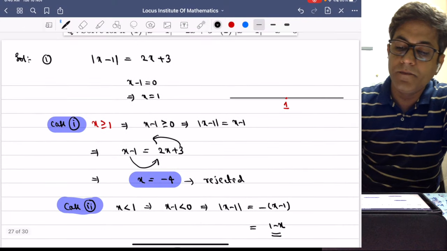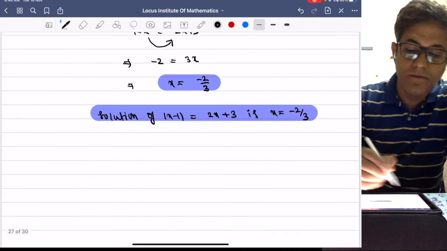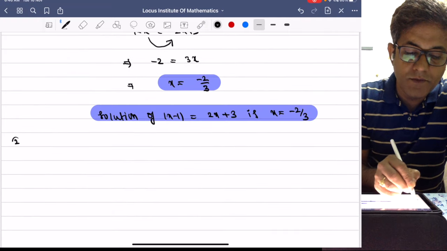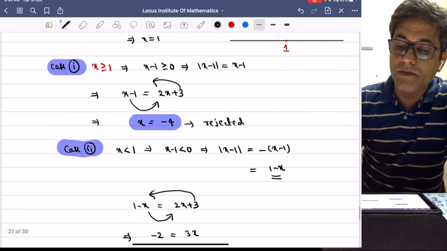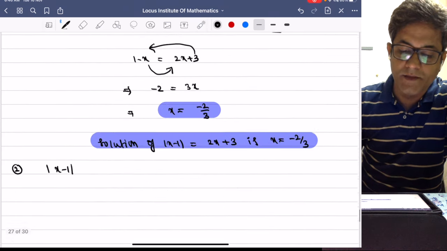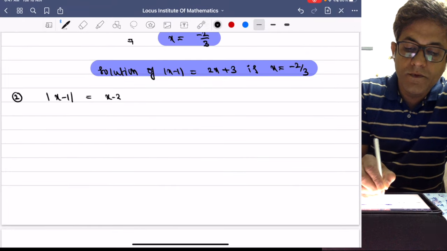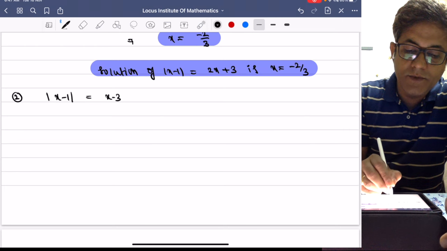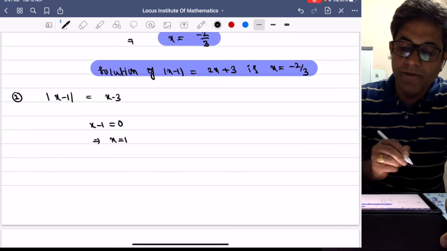Question number 2, solve mod x minus 1 equals x minus 3. So this is the question. Same procedure as the previous question. First, make x minus 1 equal to 0. Therefore x equals 1.